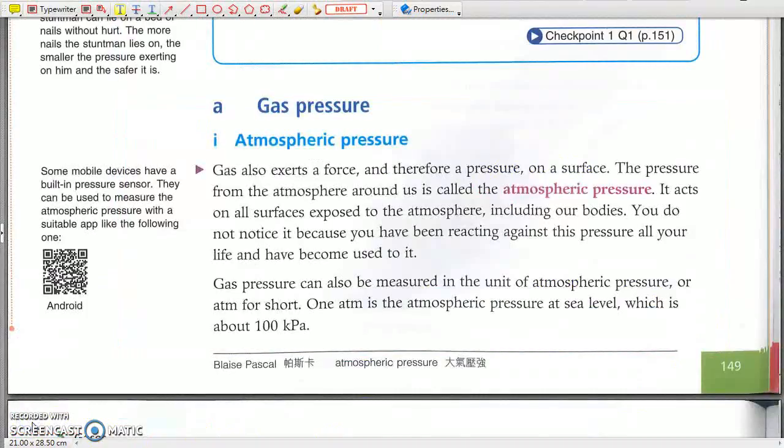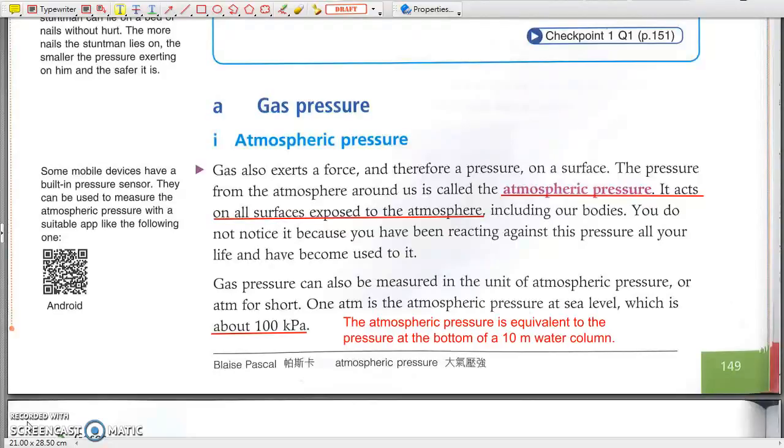A. Gas pressure. 1. Atmospheric pressure. Atmospheric pressure is about 100,000 Pascal, which is 100,000 Newton per meter square, produced only by the collisions of air particles. Due to thermal motion, air particles travel at high speed and collide on our body all the time, and so there is always an atmospheric pressure acting on our body in all directions.